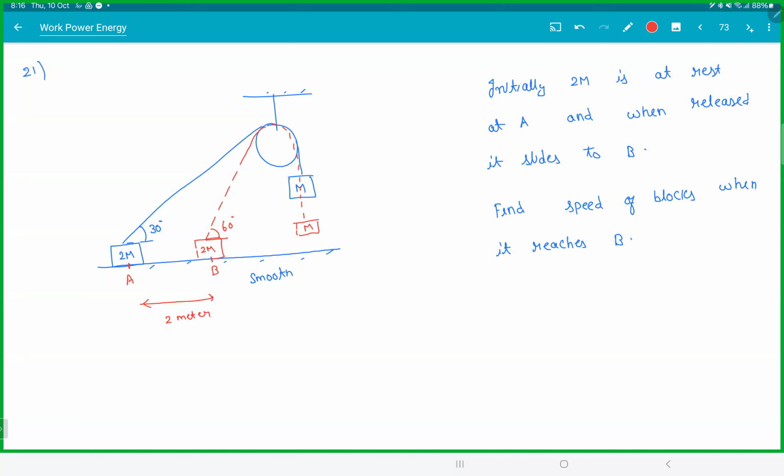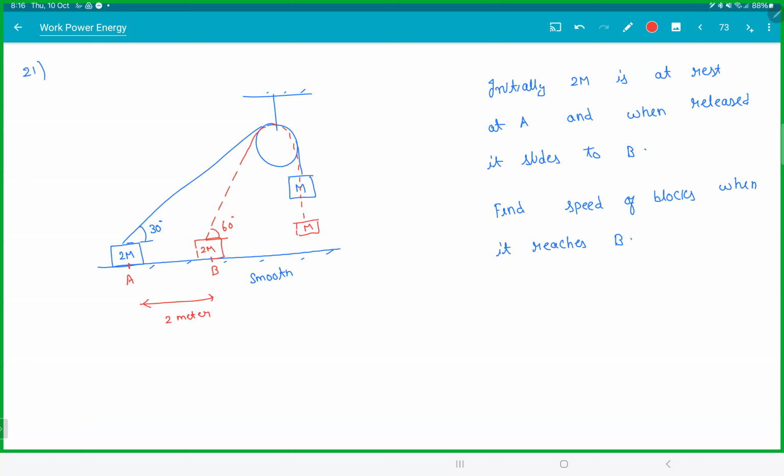What did you take as the relation between v1 and v2? Hope you have not taken both the same speeds. You took different, no? So the relation would be v1 will be v2 by 2, right? Did you take that? Power method, right? T1 v1 bar plus T2 v2 bar is 0. So you will get v1 must be v2 by 2.